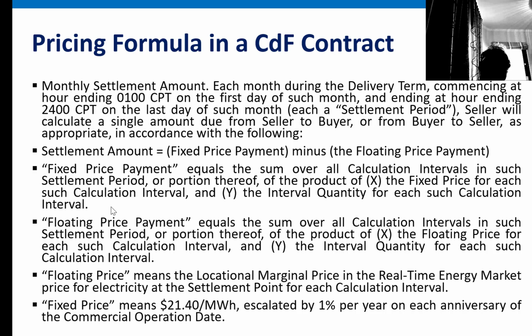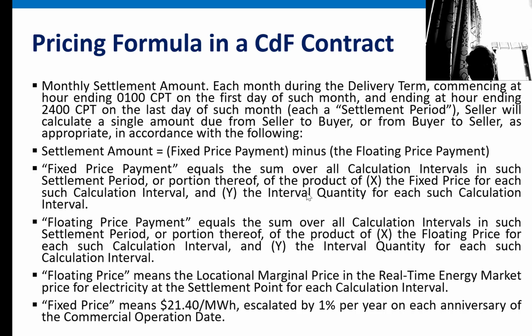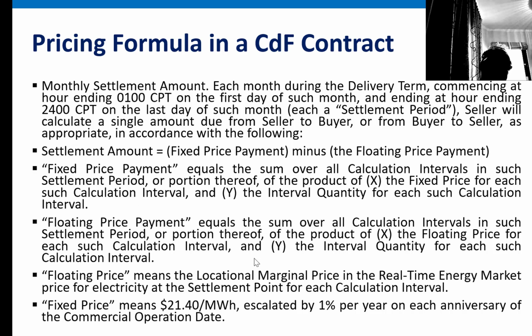I can't see. So here's the fixed price, and they say what it is, and then they say it's going to be a product of the interval quantity. We have to find what that interval quantity is, whether it's an output you produce, or whether it's notional, and you have to figure it out. And then they talk about the floating payment, and it's the floating price for the interval, and we don't know if this is at the node or the hub.